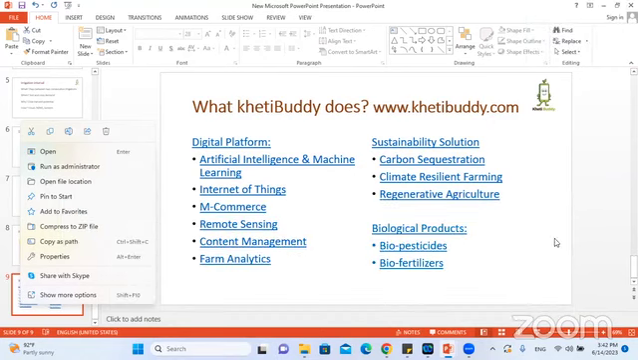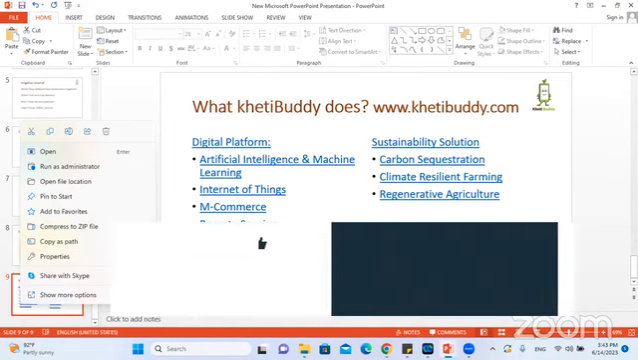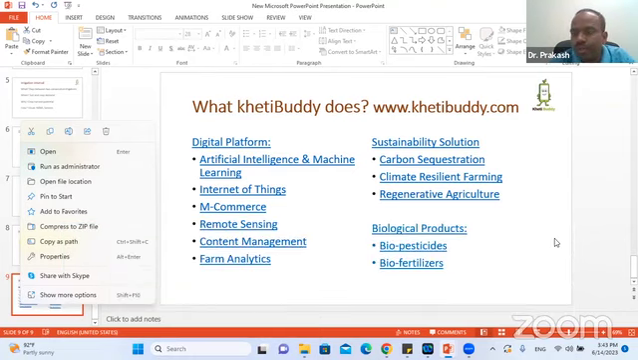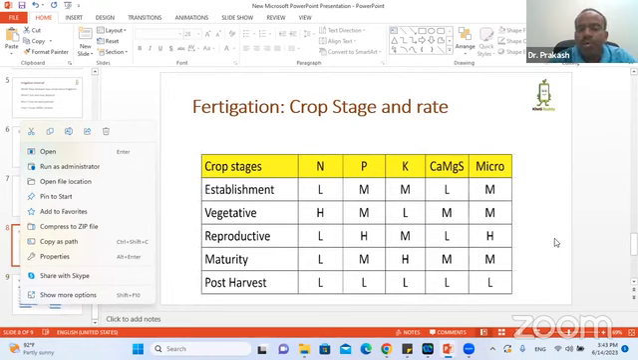Next question, how does timing of fertigation affect crop yield potential? Timing, that is, we can say crop stage. If the crop is in the vegetative growth stage, we should apply the nutrients it requires. In the reproductive stage, phosphorus requirement is high. In the vegetative stage, nitrogen requirement is high.